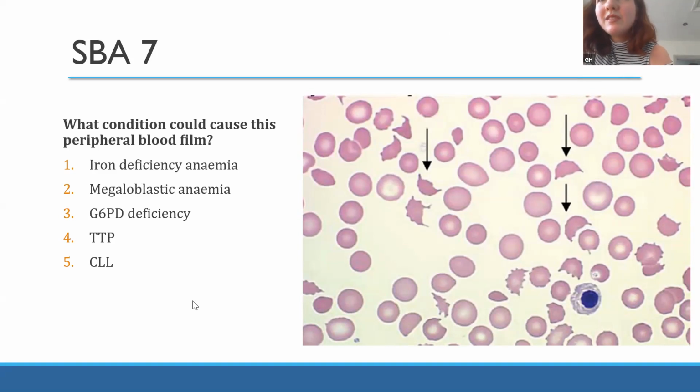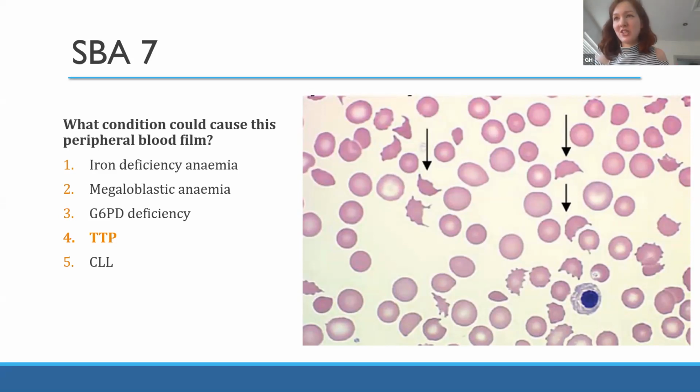Let me have a look at the polls. Okay, cool. So the answer is TTP because, and actually I'm glad the majority of you have made this mistake, because this is what I wanted to point out. You might get a blood film. I think it's unlikely, I think it's more of a path thing.